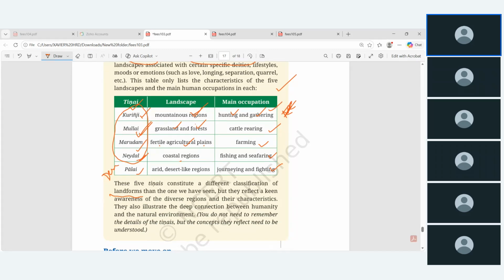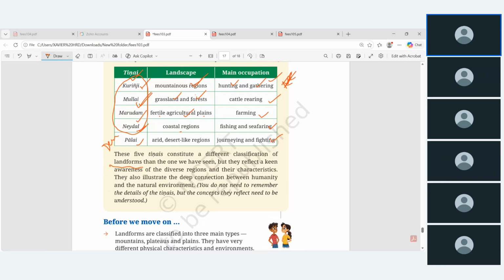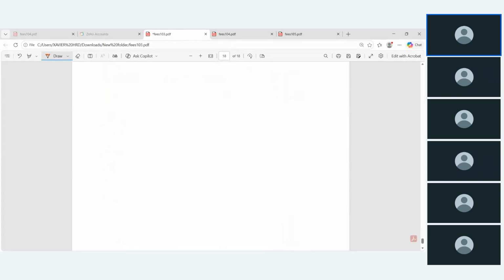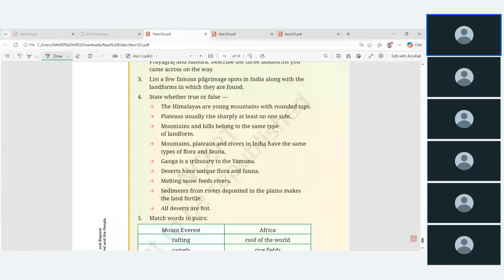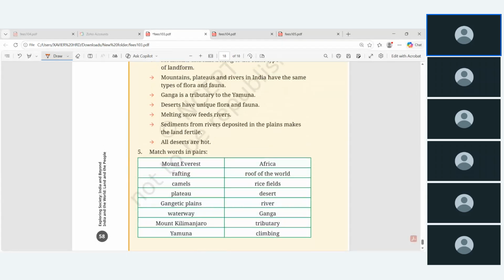And they also illustrate the deep connection between the humanity and the natural environment. அதெல்லாம் do not remember detail of திணைs, but the concept needs to be understood. அவனே சொல்லிட்டான், do not remember the details of திணைs, but as a UPSC aspirant you have to remember the details of the திணைs. ஞாபகம் வச்சுக்கோ. அது இது 6ஆம் கிளாஸ் பையனுக்கு சொன்னது, சரியா? And அவ்வளவுதான் இதுல. Okay, time we are coming. Okay, let us see the one more chapter.